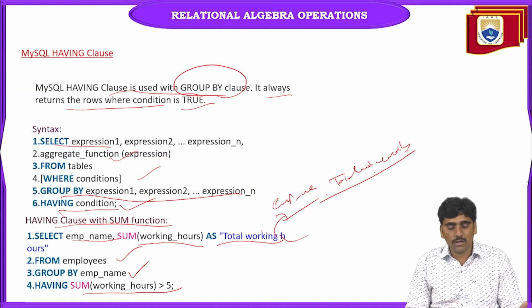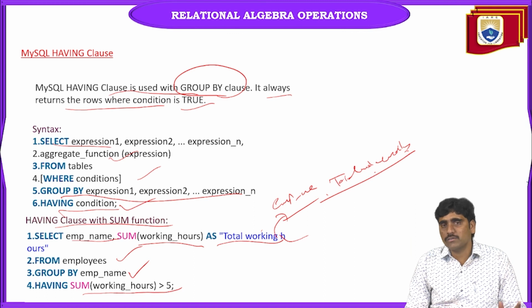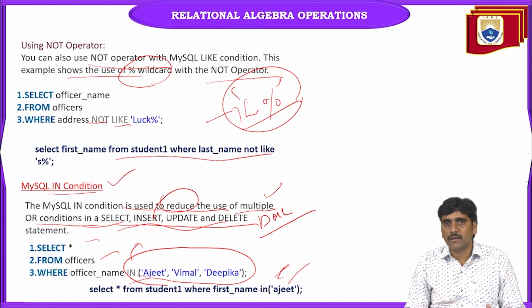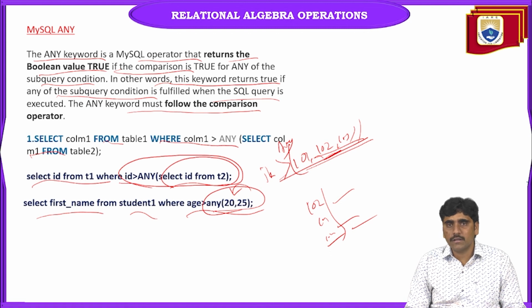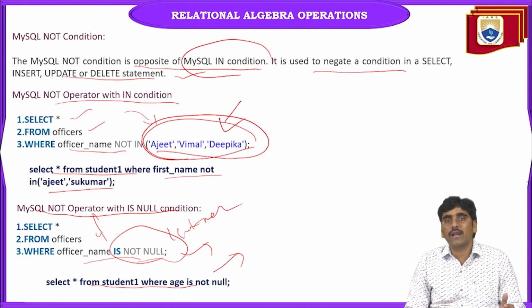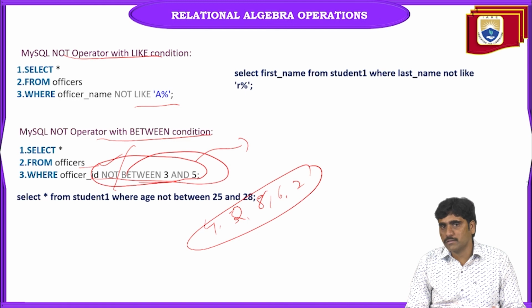And next, the MySQL having clause displays all the values, depending on whether those particular values exist or not. And next, the MySQL LIKE and NOT LIKE conditions, which are comparison or division operators, underscore also. Similarly, the MySQL IN and NOT IN conditions, the ANY condition, the EXISTS and NOT EXISTS conditions, the NOT and IS NOT NULL conditions, the NOT LIKE operator, and the BETWEEN and NOT BETWEEN operators. These are all comparison operators or division operators, we can say.